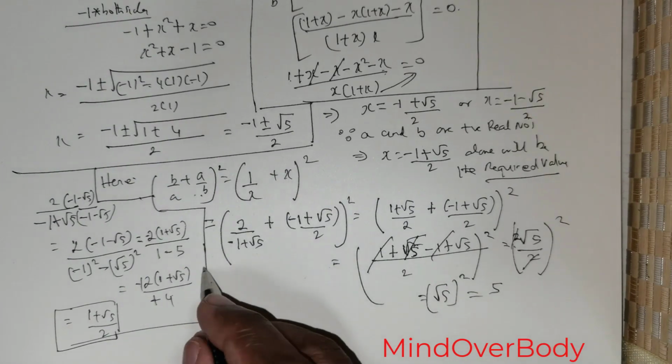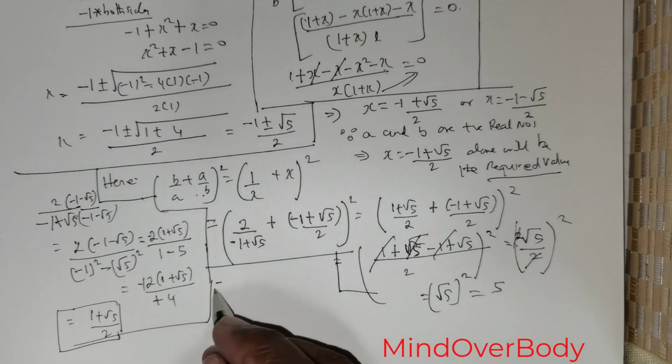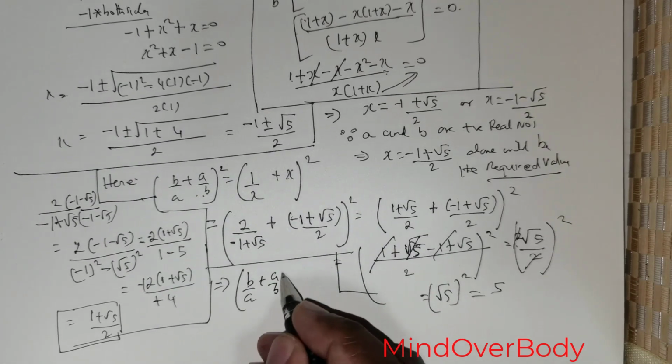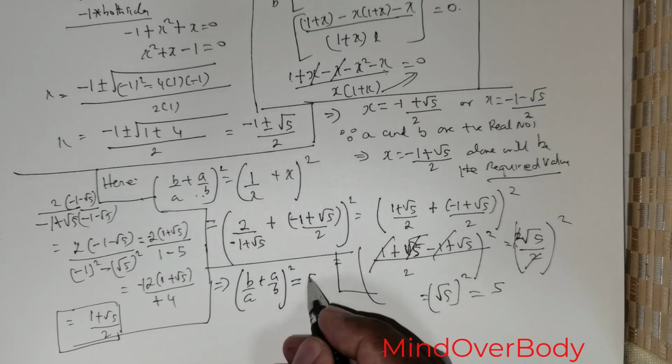So just to sum up the result, this implies b over a, positive a over b raised to the power of 2 is equal to 5. So this is the solution.